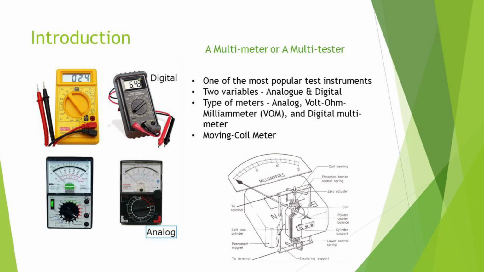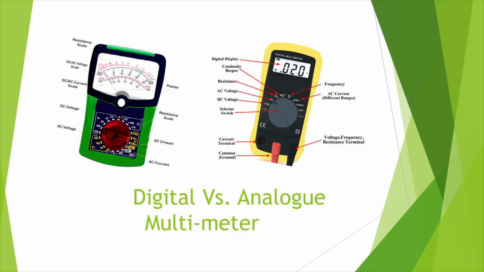A multimeter or multi-tester is an electronic measuring instrument that combines several measurement functions in one unit. A typical multimeter can measure voltage, current, and resistance. Now, I would like to talk about the difference between the analog multimeter and digital multimeter. I will go over each in detail. Okay, I would like to talk about the analog multimeter first.